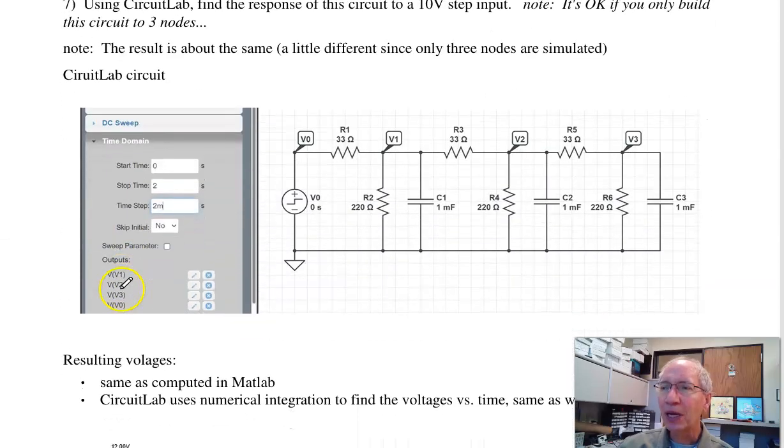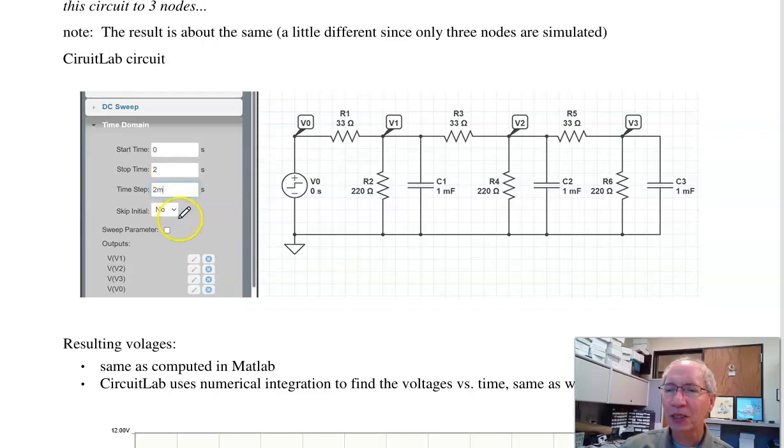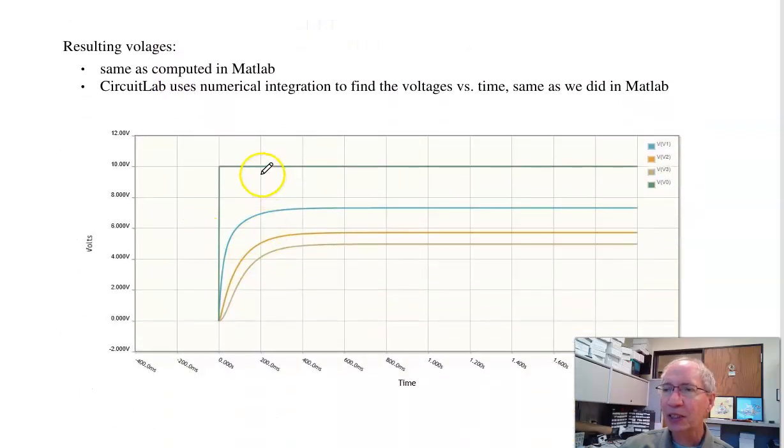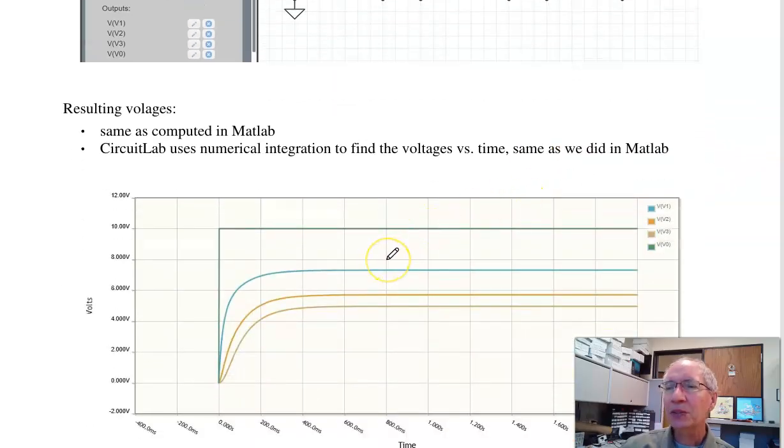In CircuitLab, I can do the same thing. Build the circuit. I only went to 3 nodes because I was lazy. Good enough for the homework. If I do numerical integration, simulate it for 2 seconds, step size 1,000 times smaller, and plot it, that's what I get. Here's V0, 1, 2, 3. Kind of the same idea. Little different because I'm missing the other 7 nodes. But that's what CircuitLab is doing. It's using numerical integration, just like we did in Matlab.